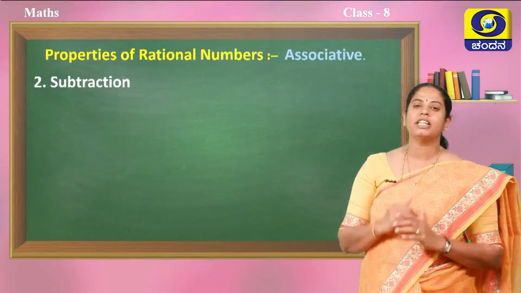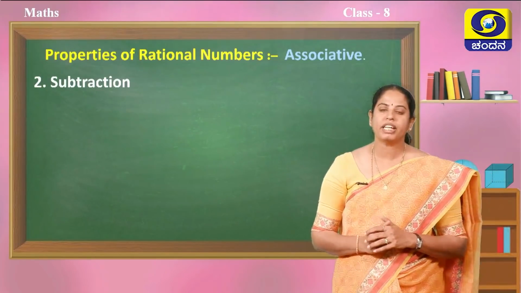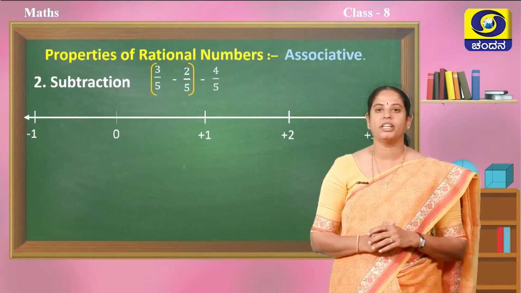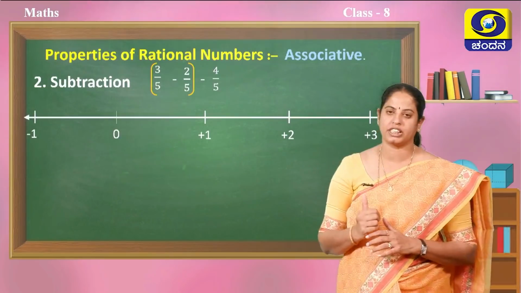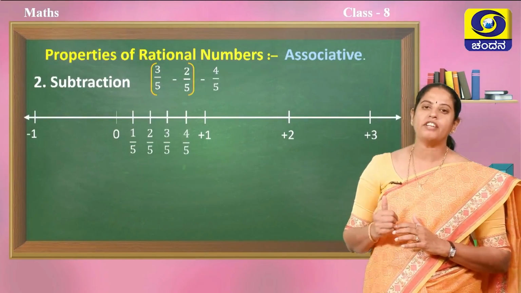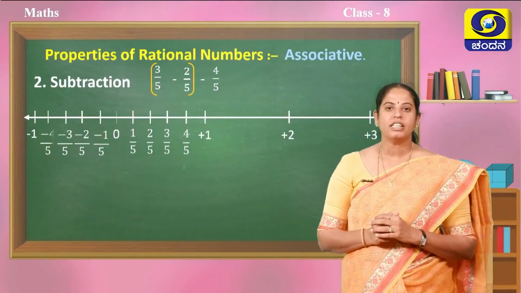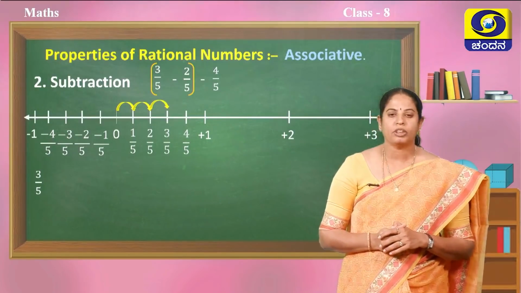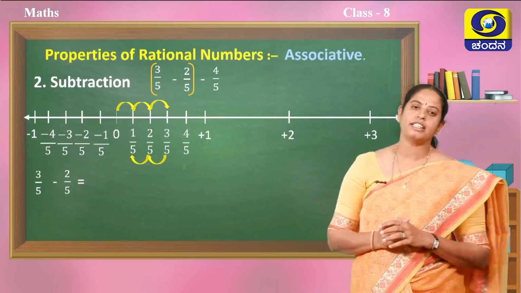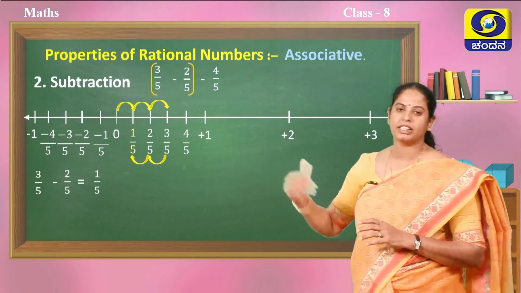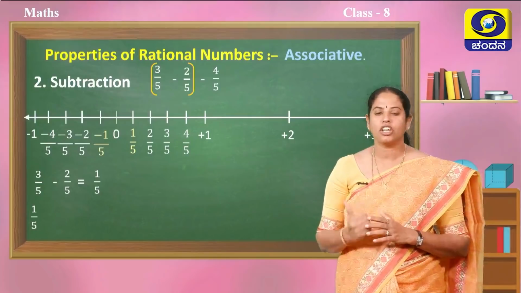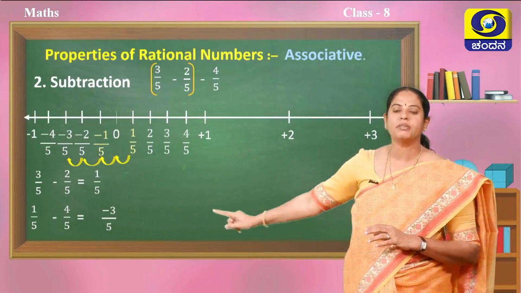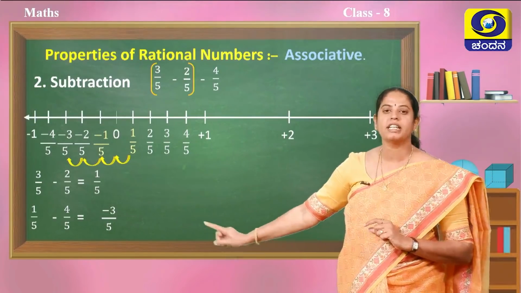Now, let us check with subtraction. To do that, I am taking the example of 3 by 5 minus 2 by 5 minus 4 by 5. Here, I have grouped 3 by 5 and minus 2 by 5 first. That means I am subtracting 2 by 5 from 3 by 5. When I subtract 2 by 5 from 3 by 5, observe here, I am getting 1 by 5 as the answer. You have observed that 3 minus 2 is 1 and the denominator 5 is common. Now, I am going to subtract 4 by 5 from 1 by 5. I am at minus 3 by 5. That means the result is minus 3 by 5.